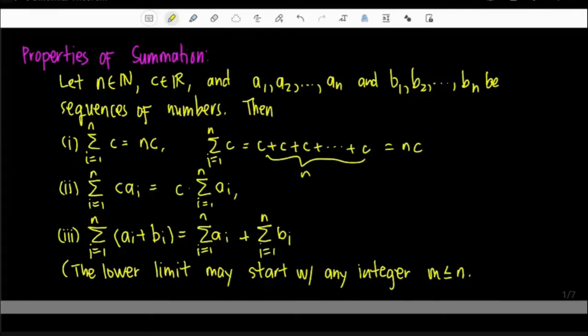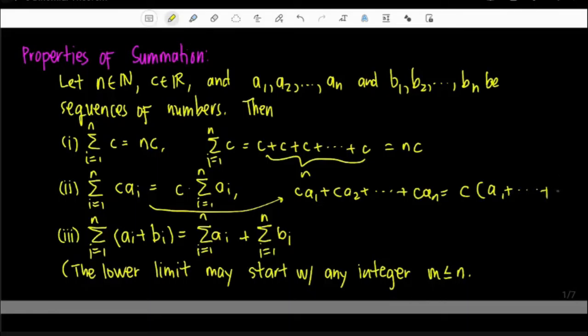Second property: if you have the summation of c times a_i, i equals 1 to n, you can factor out c from the summation. This is easy to see because the sum of c a_i is c times a_1 plus c times a_2 and so on up to c times a_n. So we can just factor out c and we have the sum a_1 plus a_2 plus a_3 and so on. And this sum is equal to the summation of a_i.